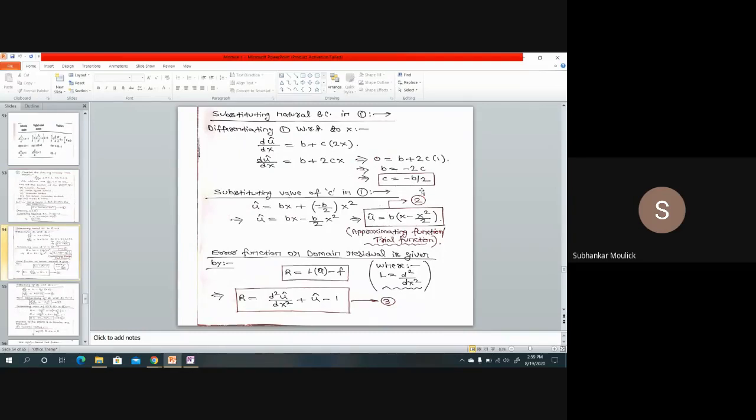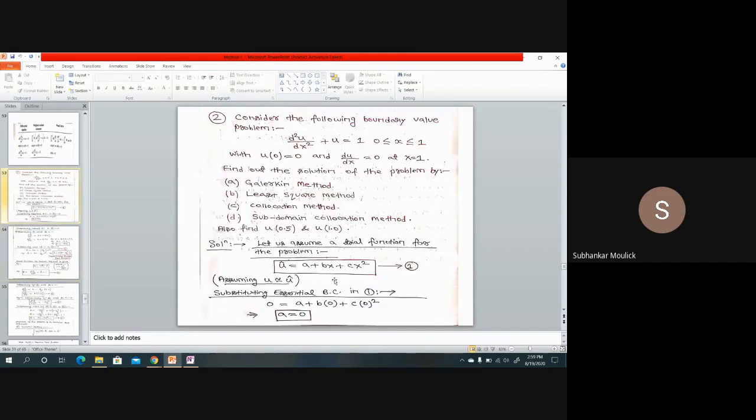Is it clear up to here? Yes sir. Okay. Next, what I am doing is I am substituting the value of c in my original assumed trial function. That is u cap is equal to a is 0 plus b.